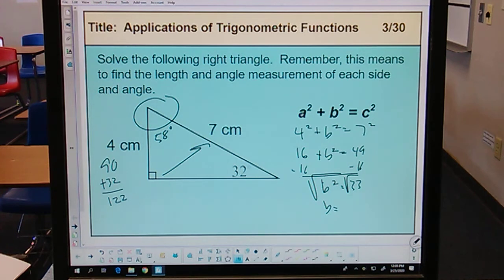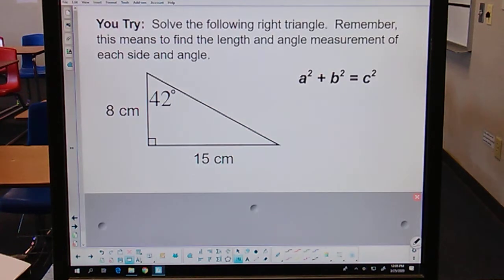Now I think that comes out to be 5 point something here. So let me get my calculator. Just to be exact, second function, square root of 33, and you get an answer of 5.74. Okay. All right. Go ahead and try this one now on your own. Pause the video, and I'll be right back.